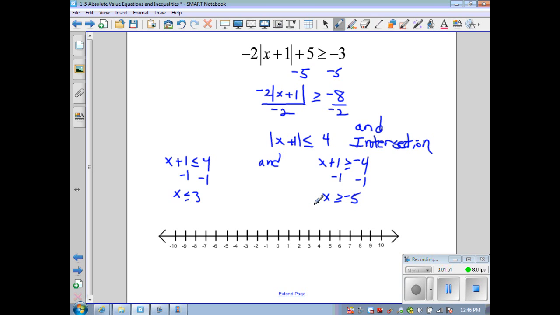Let's graph. This is going to be a closed point at negative 5 and a closed point at 3. Values less than 3 go to the left, and values greater than or equal to negative 5. Remember, we only want the ones that are shared, not the ones beyond 3 and negative 5. So we can combine this as a compound inequality and it would look something like this. X is less than or equal to 3, and x is greater than or equal to negative 5.